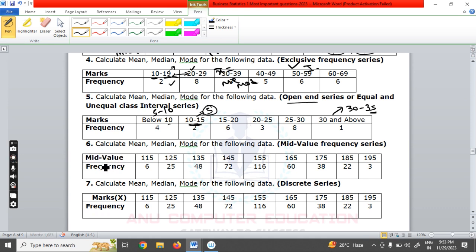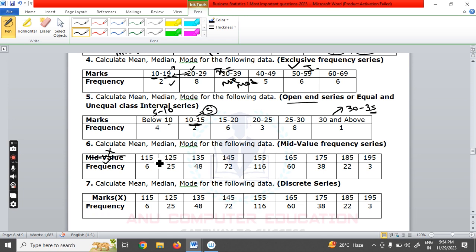If x is given instead of mid value, it is an individual series, and you can write the mean, median and mode formulas directly. But what is given in the question? Mid value. Most students get a doubt that it is an individual series. No, it is not an individual series, it is a continuous series. Because here, instead of marks or x, a mid value is given, first convert this problem into a continuous series. After that you do the mean, median, mode.